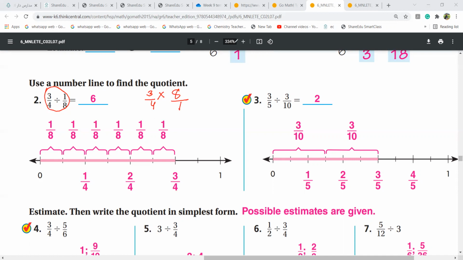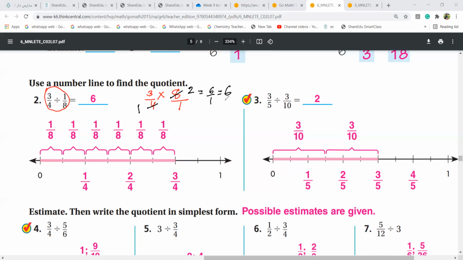We are going to simplify 4 and 8. What should I write here? 2, and then what should I write here? With 4. Do it with 4. 1, and then this is 4. Both of them with 4. 2. Very good. So what is your answer?